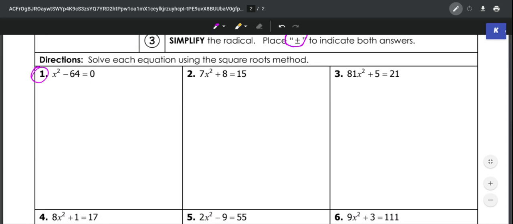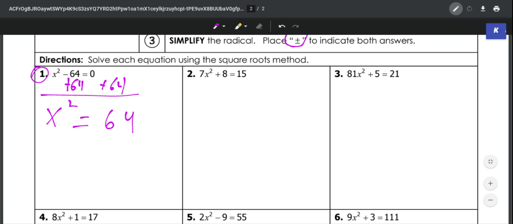So on number 1, we've got x squared minus 64 equal to 0. First thing you've got to do is solve for x squared. So get x squared by itself. So we're going to add 64 to both sides. To do that, x squared equal to 64. And this is how you can write this out so that you don't get confused about what you're doing.